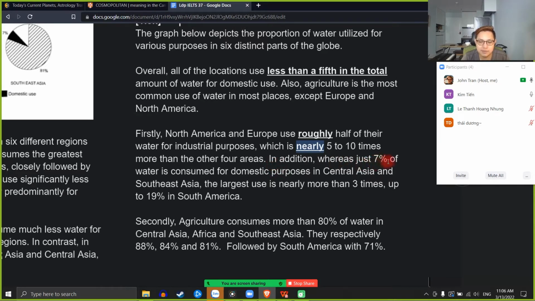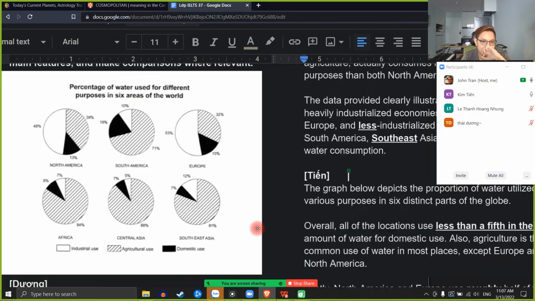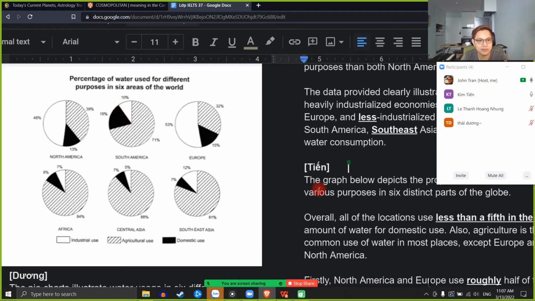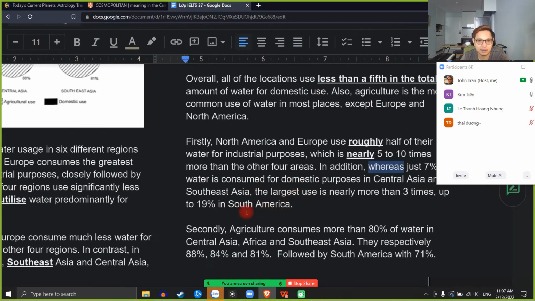Okay, in addition, whereas is while, okay. Trong khi is consumed for domestic purposes in Central Asia and Southeast Asia. The largest use is nearly 3 times. South America. Em nói về cái chuyện sử dụng lớn nhất nó nằm ở South America, okay. South America, okay.